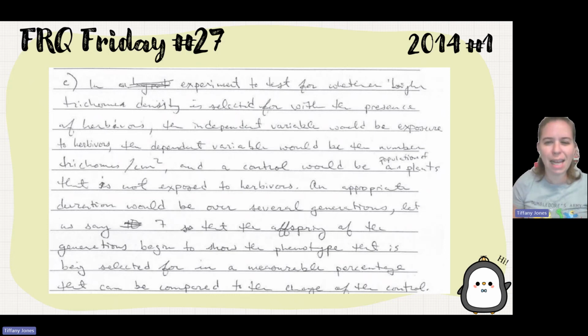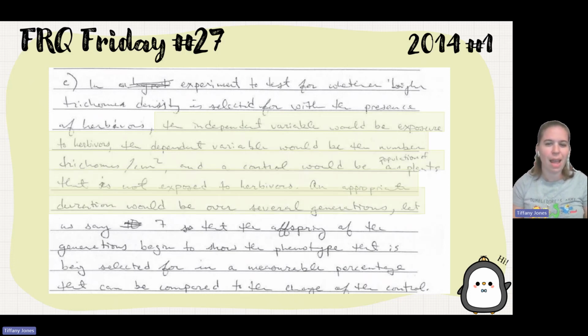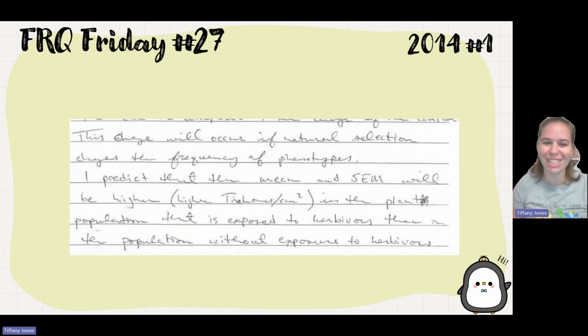So students said, in an experiment to test for whether higher trichome density is selected for in the presence of herbivores, the independent variable would be exposure to herbivores. The dependent variable would be the number of trichomes per centimeter squared, and the control would be a population of plants that is not exposed to herbivores. An appropriate duration would be over several generations, let us say 7, to test the offspring of the gametes, to begin to show the phenotype that is being selected for in a measurable percentage that can be compared to the change of the control. This change will occur if natural selection changes the frequency of phenotypes. I predict that the mean and SEM will be higher in the plant population that is exposed to herbivores than in the population without exposure to herbivores.